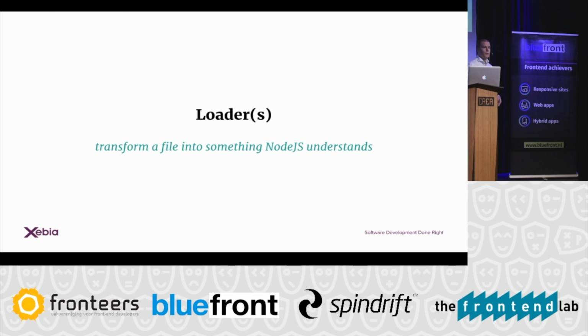For example, you could require an image, and an image loader would transform this path of an image file into something you would want. It can be anything you want. It could be a hash of the content. It could be the URL. It could be, I don't know, anything.